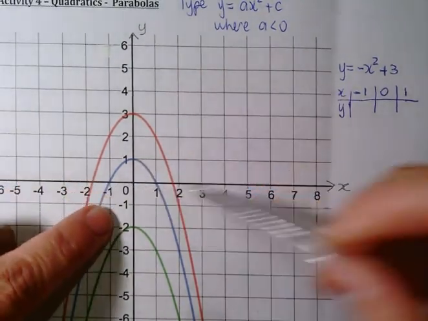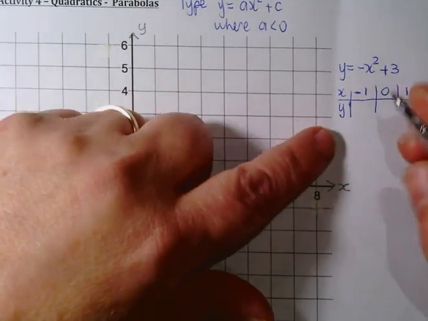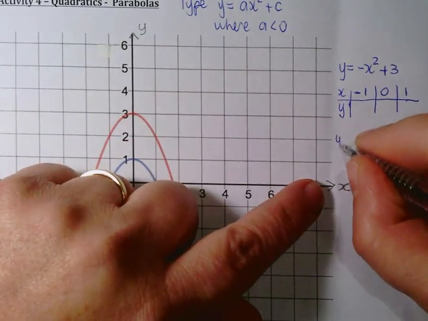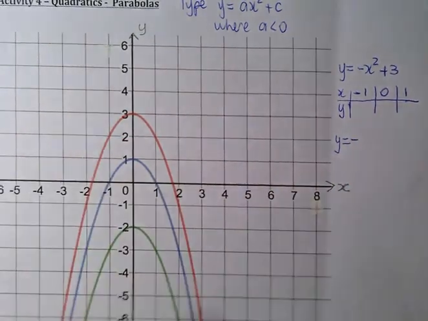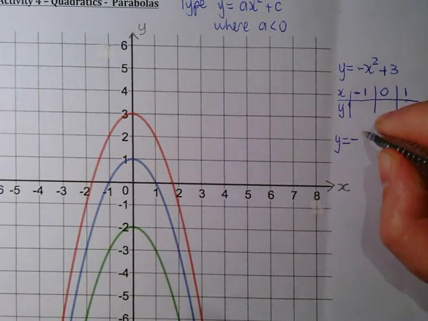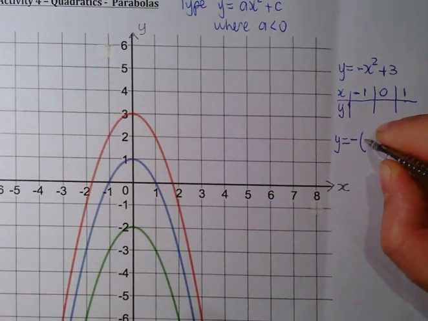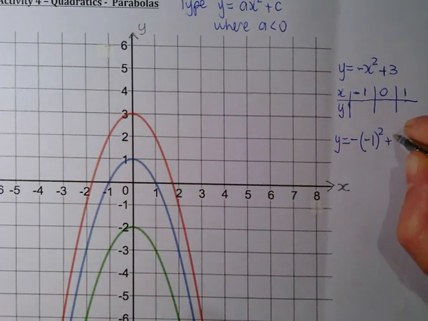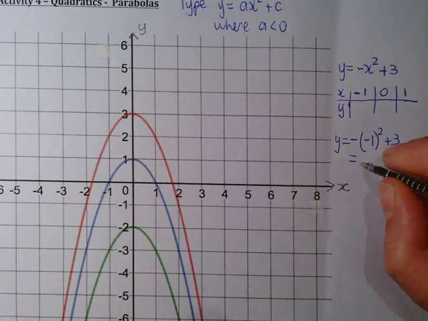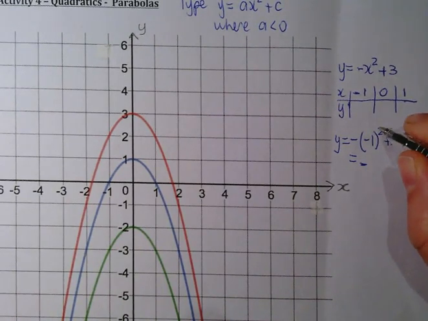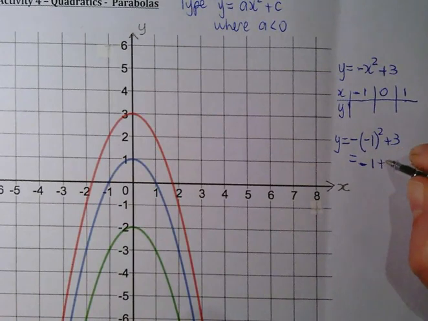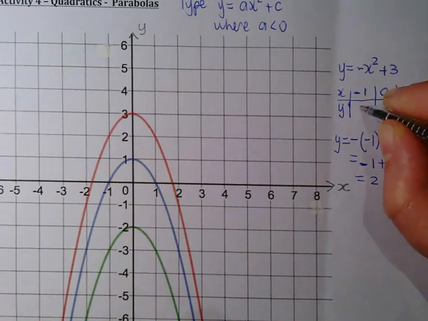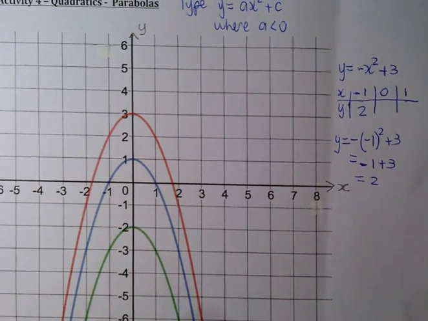When x is -1, be careful here, because it's y equals negative. So I've got my negative there, but then I have to substitute my -1: -(-1) squared plus 3. Now -1 squared is +1, so it's -1 plus 3, which is +2. So you've got to be careful there.